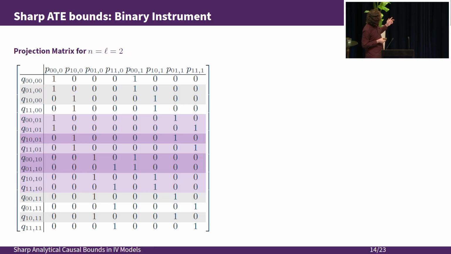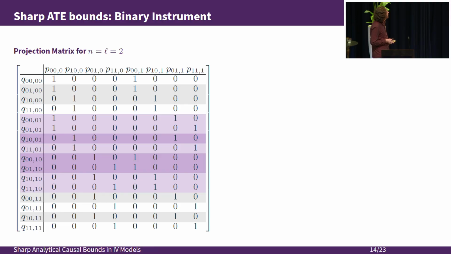In this slide, this is a projection matrix for a binary instrument and binary outcome. The pink rows are the rows associated with Qs which have different potential treatments. As you can see, for example, in Q0001, the first indexes are our potential outcome, and the second indexes are potential treatments, and in all these rows, the second indexes are different.